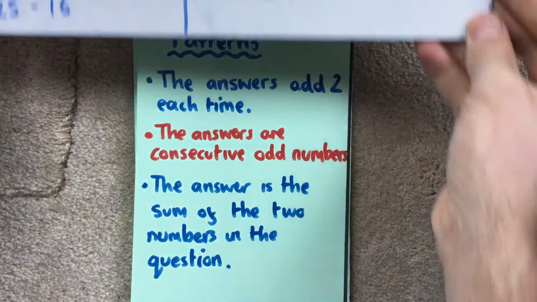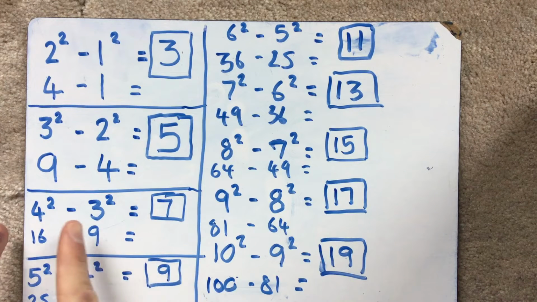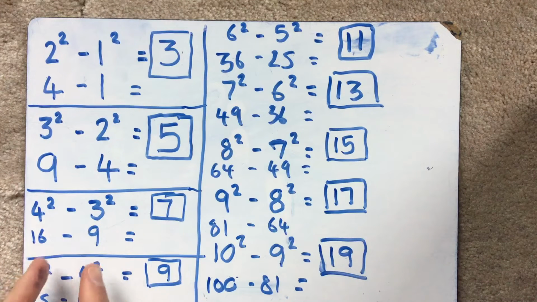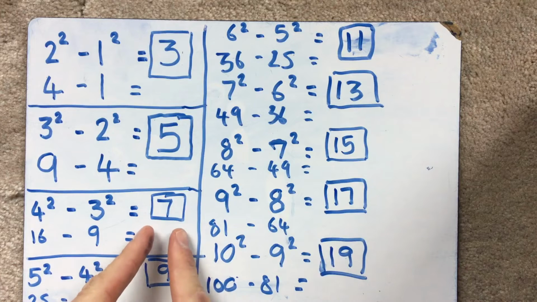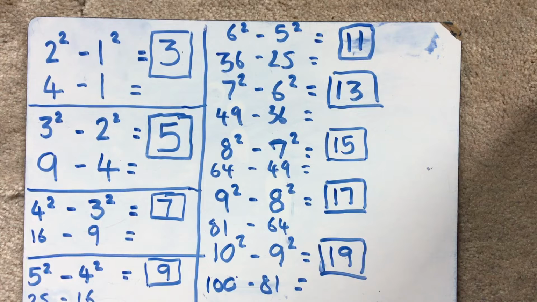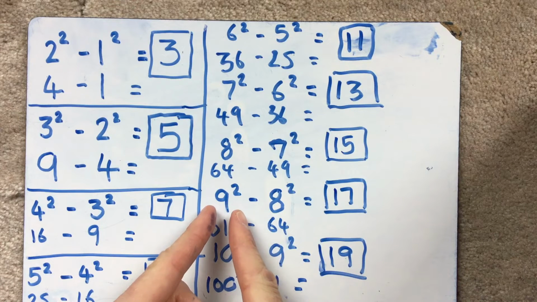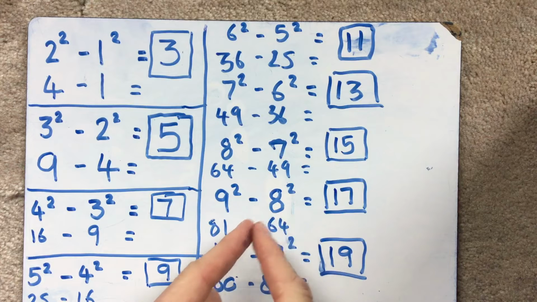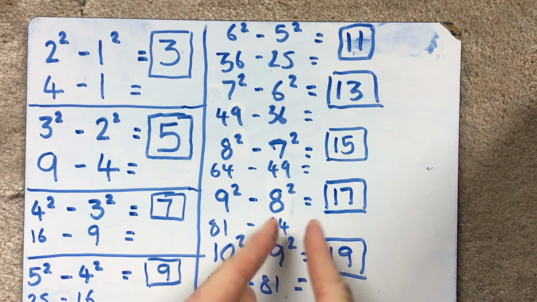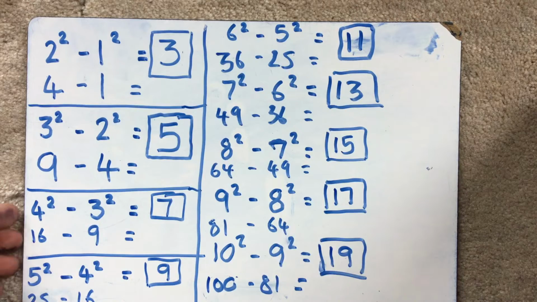And what I mean by that, if I just bring my board back in, is, for example, here, 4 squared minus 3 squared, 16 minus 9, equaled 7. And 7 is the sum of 4 and 3. And this seemed to be true of all of my answers here. So, for example, 9 squared minus 8 squared, 81 minus 64 equals 17. Okay.